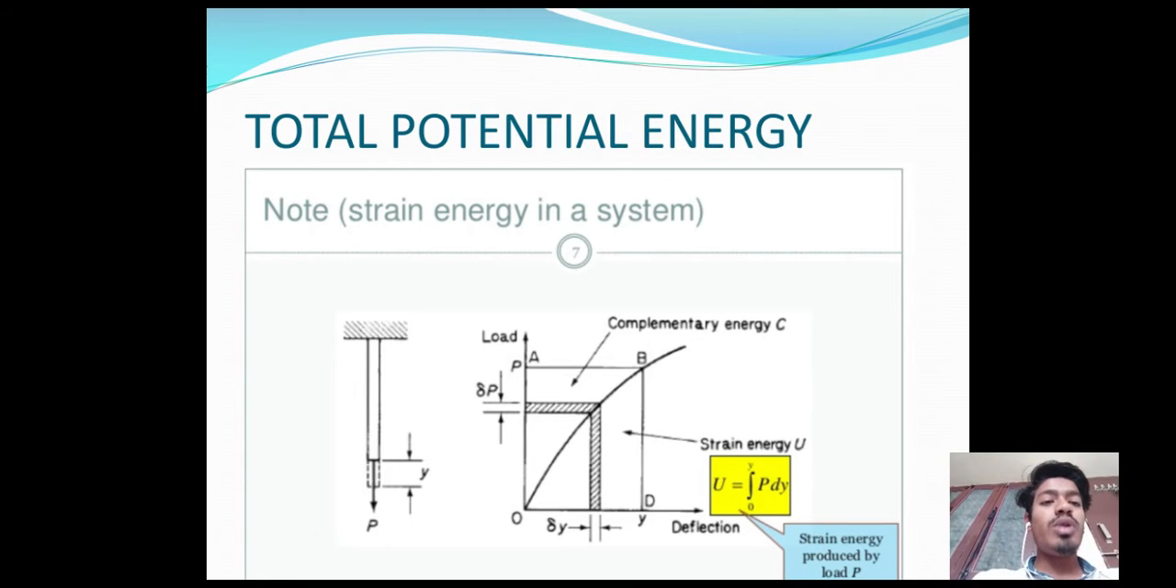Here is one more example of total potential energy, noting the strain energy in a system. A string is attached to a body, where P is the load and y is the deflection. Here is a graph showing the total potential energy, complementary energy C, and strain energy, where strain energy is taken as the integral from 0 to y of P dy, the strain energy produced by load P. So we are taking P times deflection.